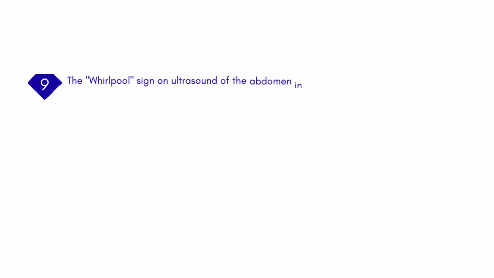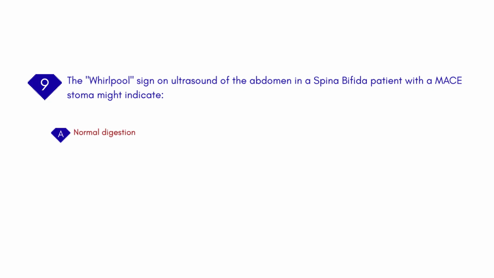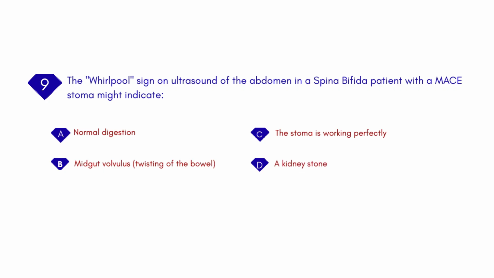The whirlpool sign on ultrasound of the abdomen in a spina bifida patient with a stoma might indicate A. Normal digestion. B. Midgut volvulus, twisting of the bowel. C. The stoma is working perfectly. D. A kidney stone. Answer, B. Midgut volvulus, twisting of the bowel.